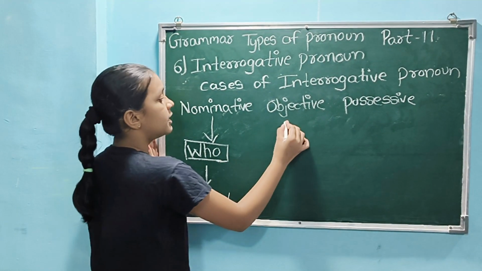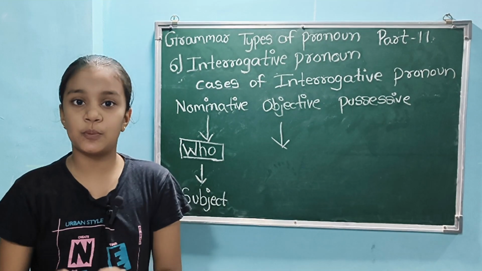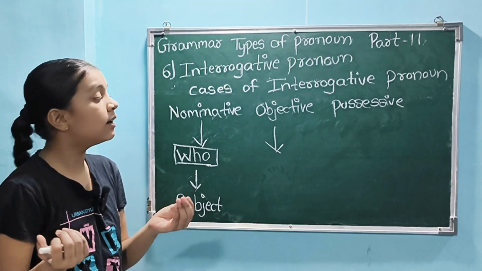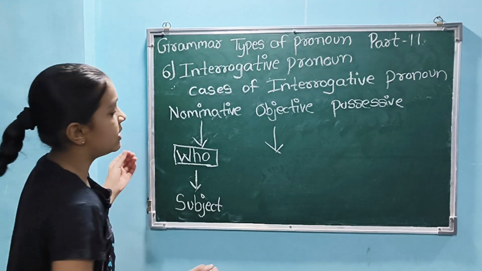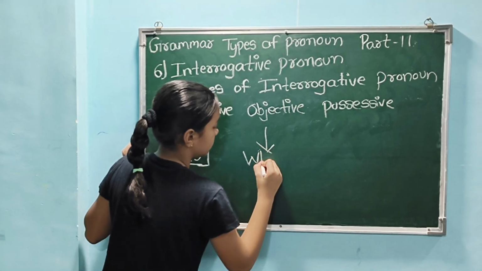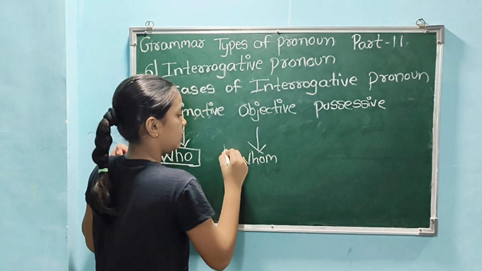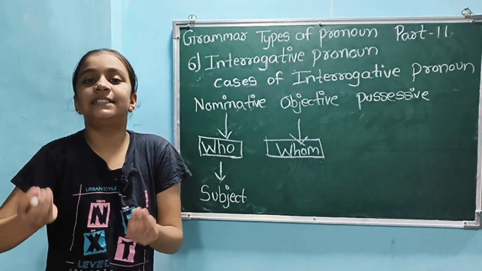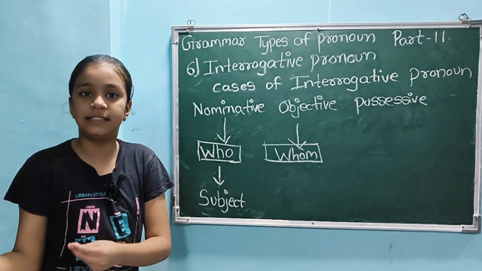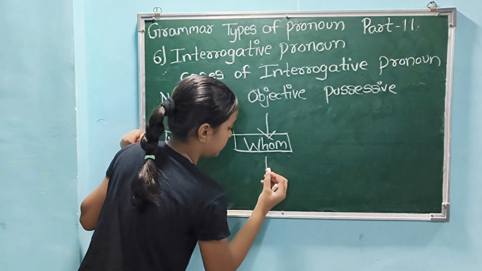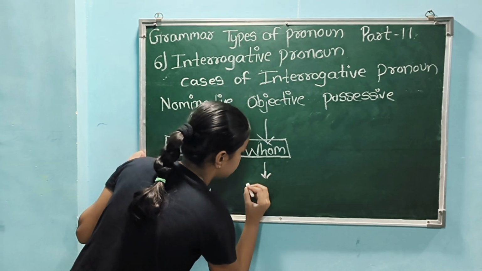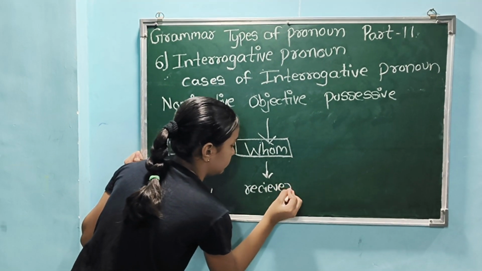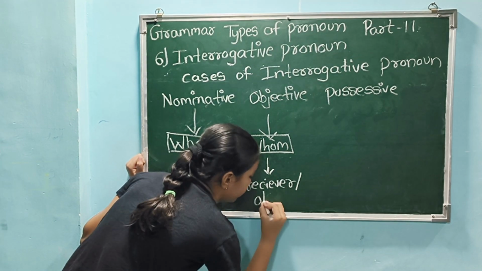So objective case means when an interrogative pronoun is used as an object and that is known as the objective case. Understood everyone? And the main pronoun used is whom. Understood? And it is actually the receiver or the object. We can say it as a receiver or as an object. Or we can say it object.